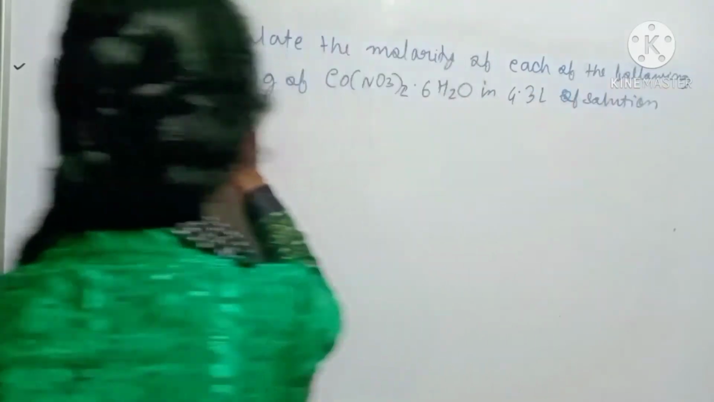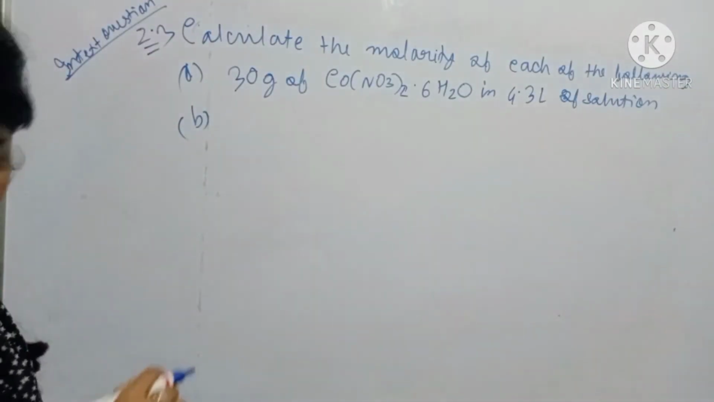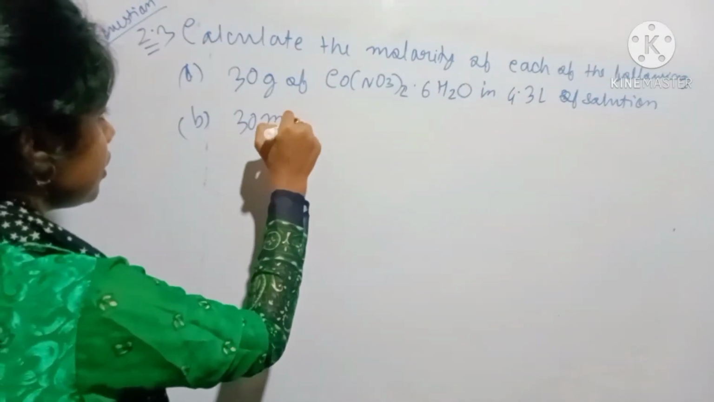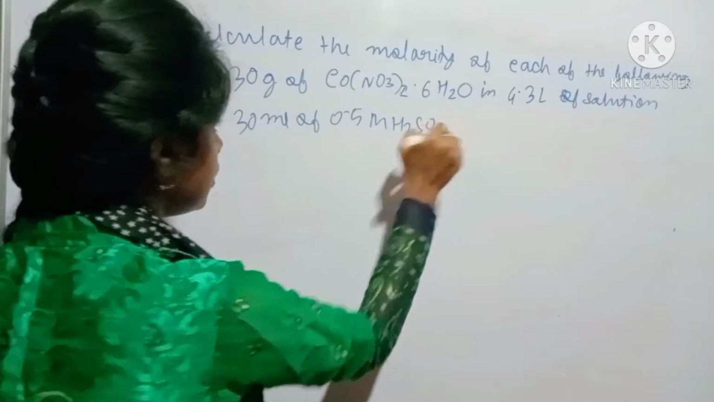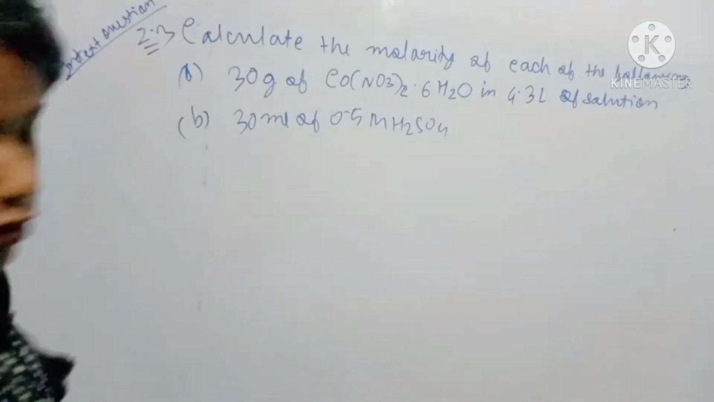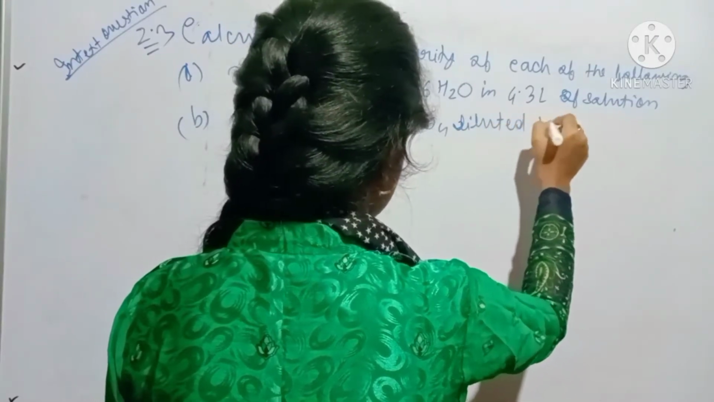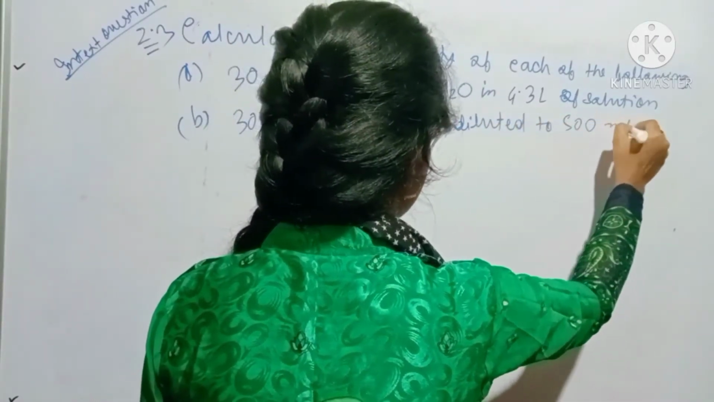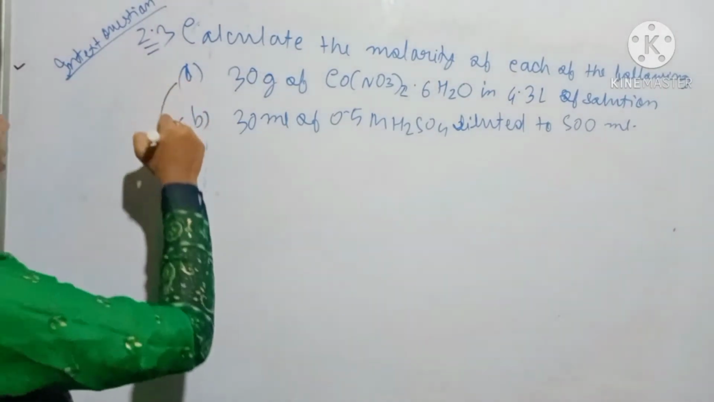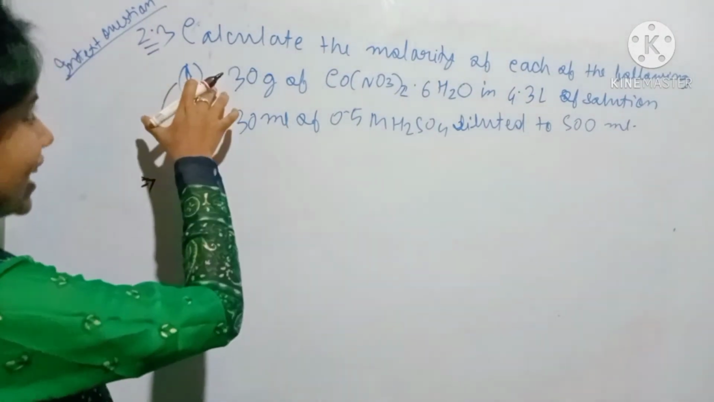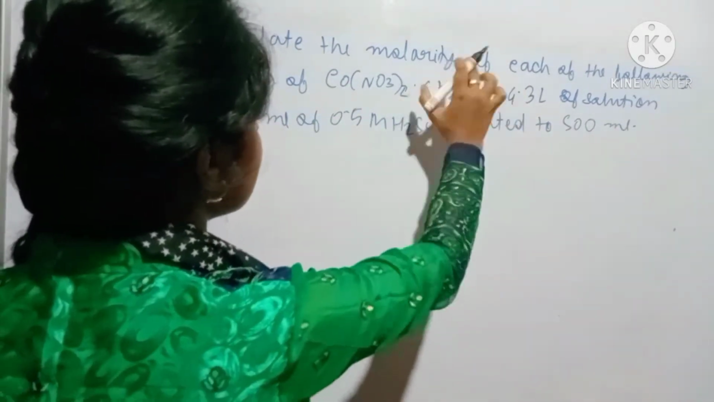Okay, and in the second one it will be 30 ml of 0.4 M H2SO4 diluted to 500 ml. Okay, so now I have to calculate question number 1, I mean A, in 2.3. Here we have to calculate molarity.